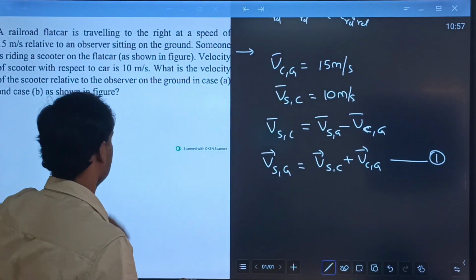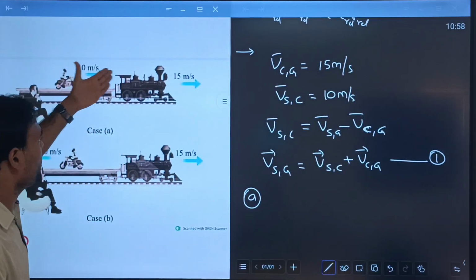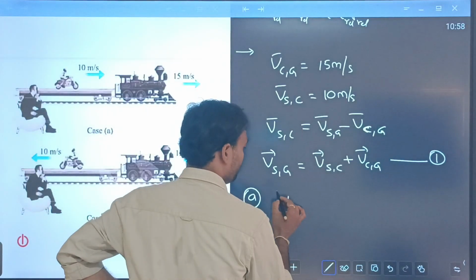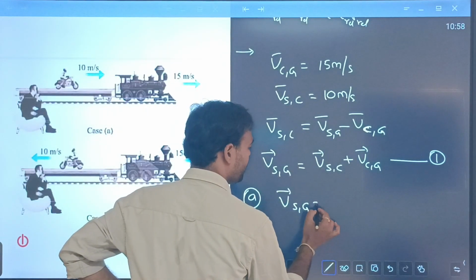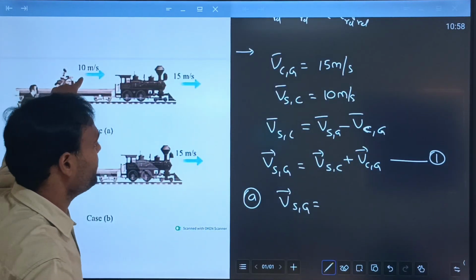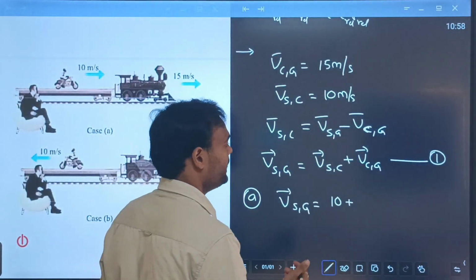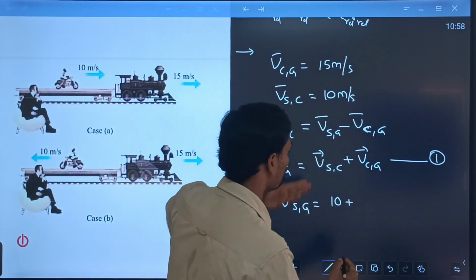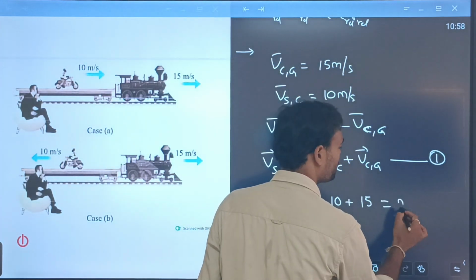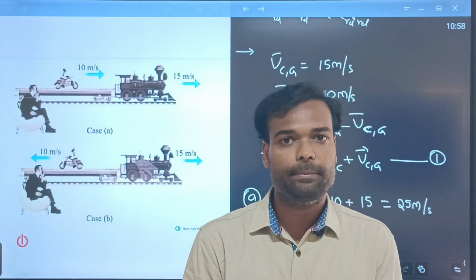Now come to question A. Question A says the scooter and car are both in the same direction. So in question A, velocity of scooter with respect to ground is equal to velocity of scooter with respect to car, which is given as 10 in the rightward direction since the scooter is moving rightward, plus velocity of car with respect to ground, which is again moving in the forward direction, so 15. And ultimately, velocity of scooter with respect to ground is 25 meters per second. Got my point? 25 meters per second.